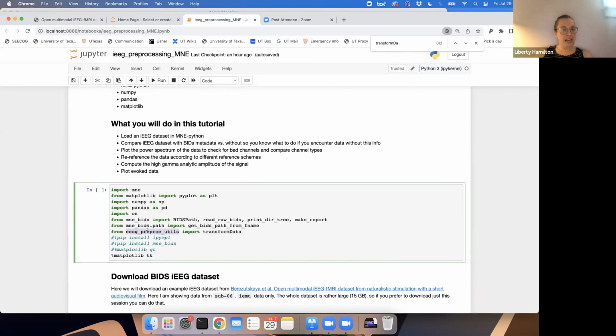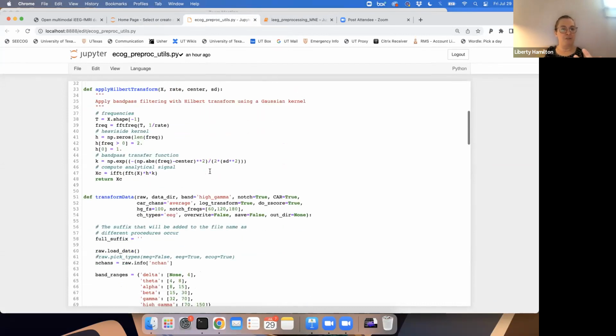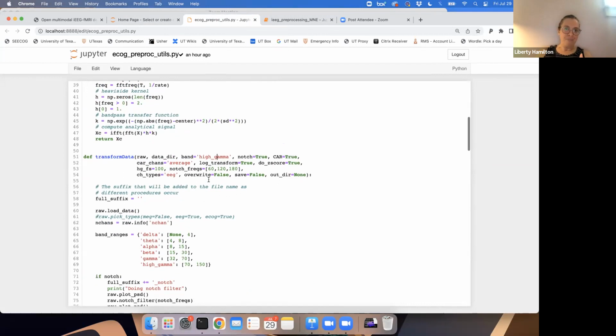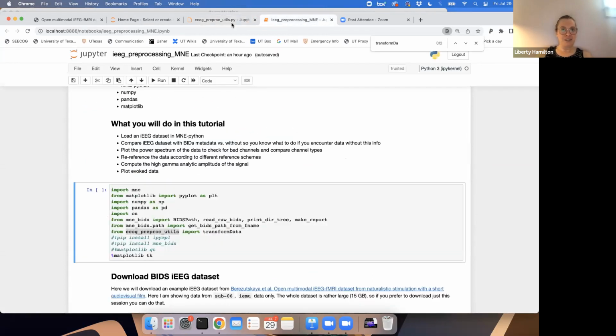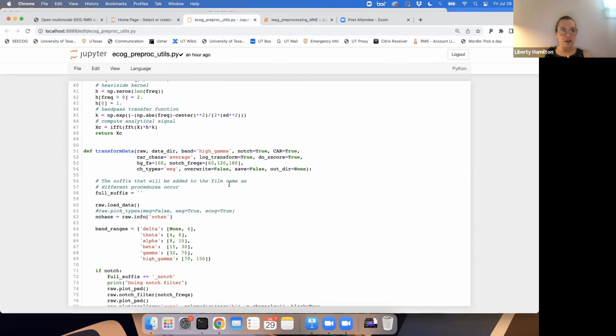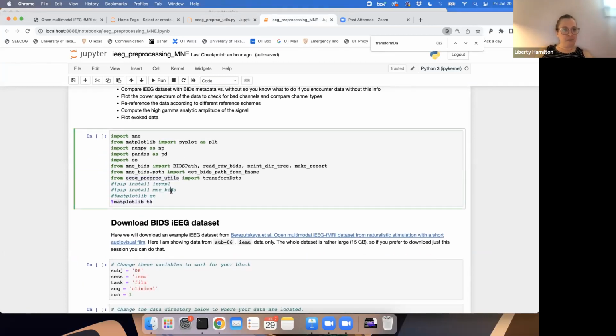I have also included a pre-processing utility script, which in my own folder looks like this. This has some of the guts of the transformation to high gamma, and we can talk about that if you're interested in the implementation. This is what I use in my lab. I know that there are functions within MNE to do Hilbert transforms, and I'm actually not using those here, but we can talk about whether this is something we should add to MNE-Python, and someone can help me work on that next week. Also here, I'm using the Matplotlib TK backend so that I will be able to plot interactively. So let's load that information.